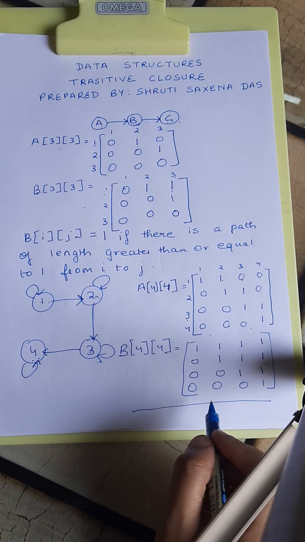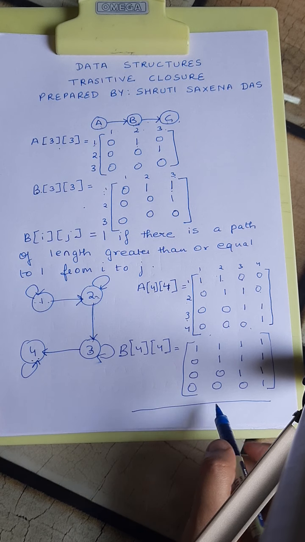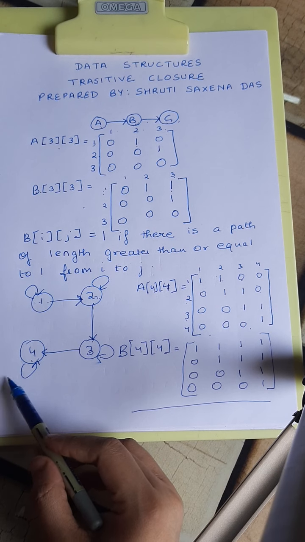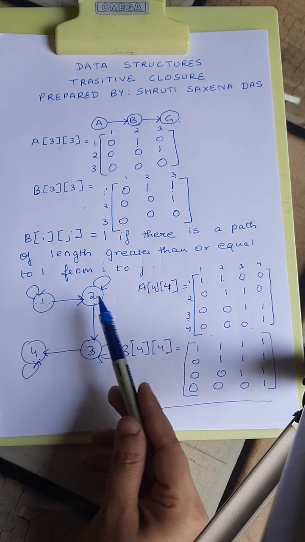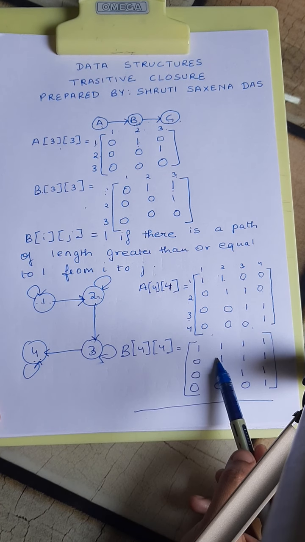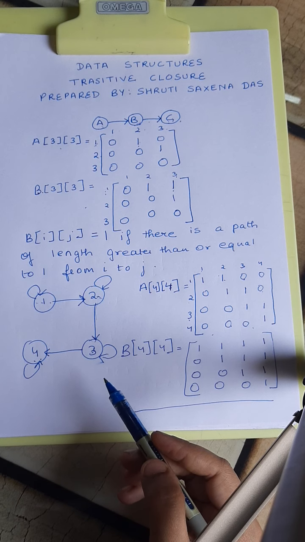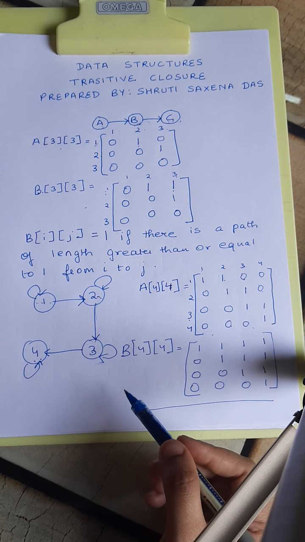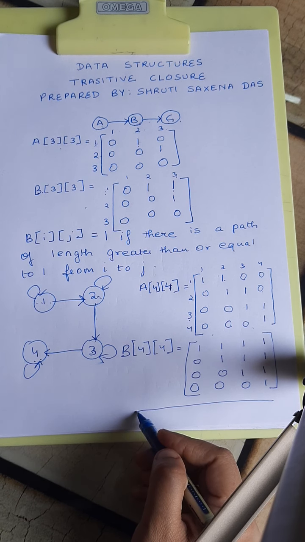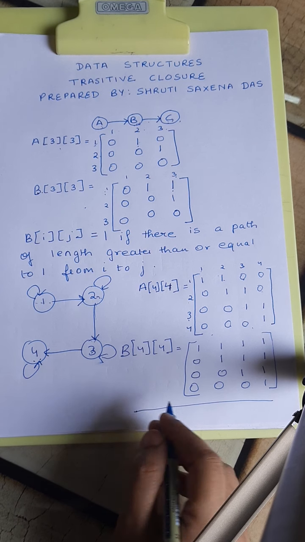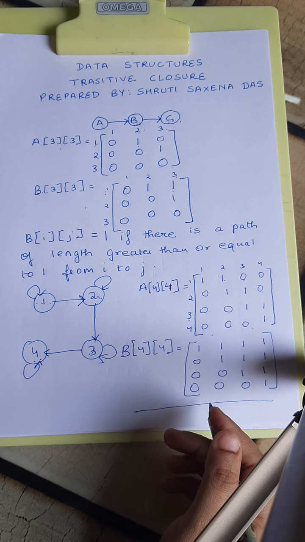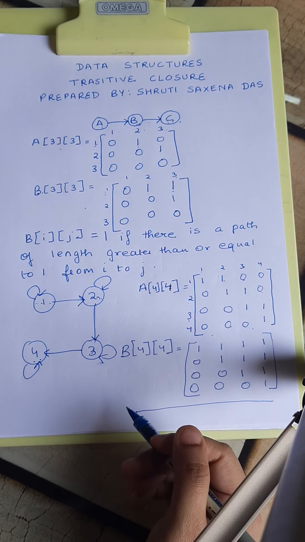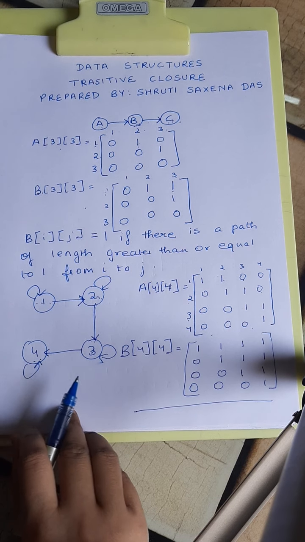So transitive closure is the reachability matrix to reach from one vertex to another in a graph, from each vertex to any other vertex. You have to take the adjacency matrix, and from that you calculate the reachability matrix. I hope this topic is clear. In the next lecture we are going to cover the Floyd-Warshall algorithm, which is used to find the transitive closure of a graph. Thank you so much.